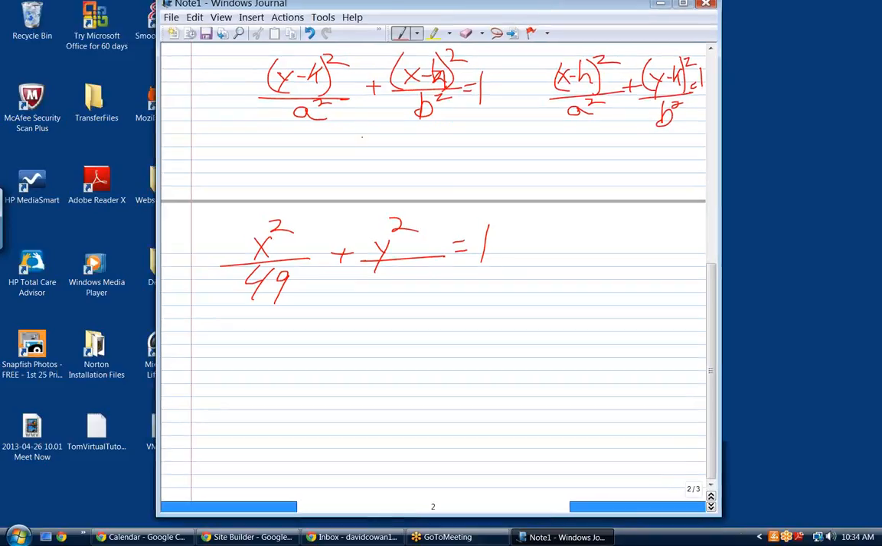This being the horizontal ellipse, and this being the vertical. I usually write these in opposite order. I tend to think more of the horizontal ellipse as the standard, and the vertical ellipse is different. But the big thing is that A has to be greater than B. A always is greater than B.